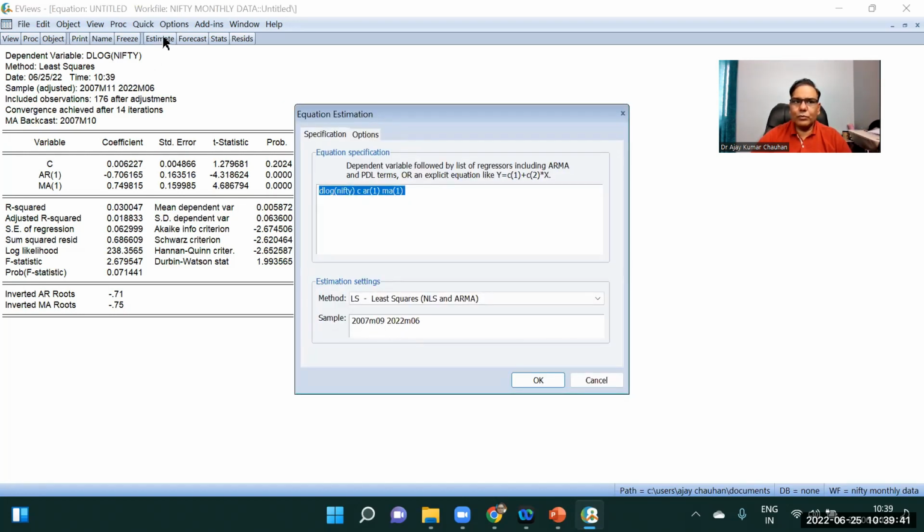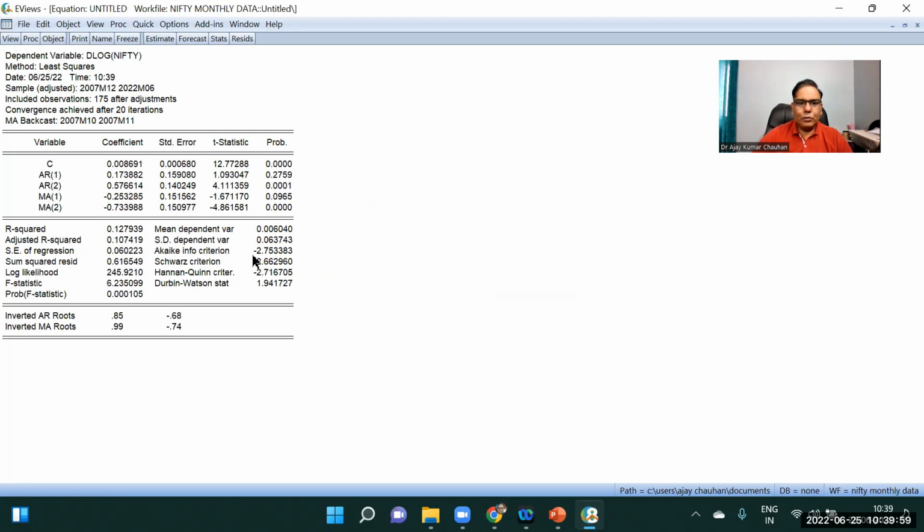So I am adding one more thing, AR2 and MA2. And this is minus 2.674... 2.76, it is decreasing, so it is good. And MA2 is also significant. And then AR2 is also significant.